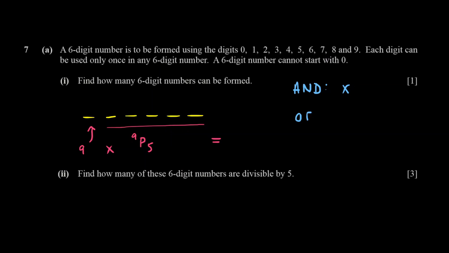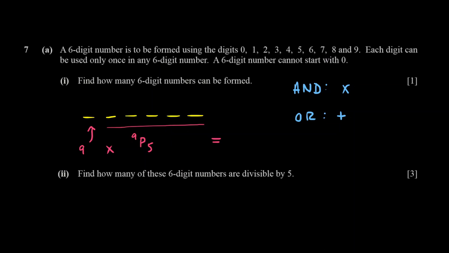If we've got this or this, then we need to add. That's kind of a rough rule of thumb. What I'm saying here is we need to have the first digit and the remaining 5 digits, right? We've got to have both at the same time, and therefore we are going to multiply. So let me do 9P5. I'm going to multiply that by 9.